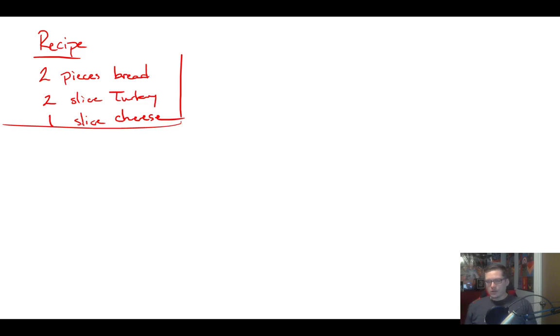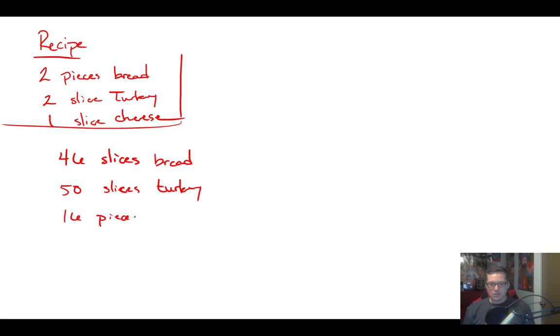Now let's say we've already bought some supplies, and in our supplies we have 46 slices of bread, or pieces of bread, whatever. I'm changing my nomenclature, aren't I? 46 slices of bread. We have 50 slices of turkey, and we have 16 pieces of cheese. I changed another nomenclature. Got to keep you on your toes.